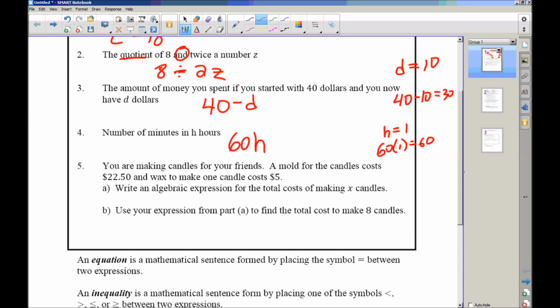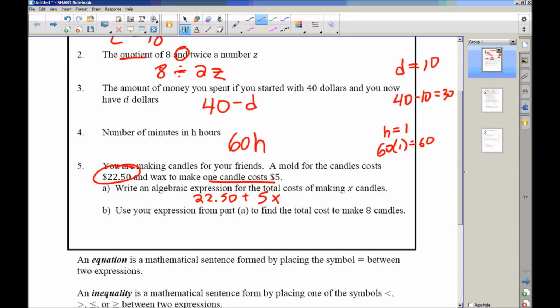Okay. You're making candles for your friends, and a mold for the candle costs $22.50. This is a one-time fee, and the wax to make one candle costs $5. So you're going to have to use this every time you make a candle. Okay. So an algebraic expression for the total cost of making X candles, well, it's going to be $22.50 one time, and then we'd have to add on X fives, or $5 X times. But we don't know how many that is, so we write it as a multiplication. 5 times X. Okay. So remember, repeated addition, 5 plus 5 plus 5 plus 5 X times could just be changed into multiply, 5 times X.